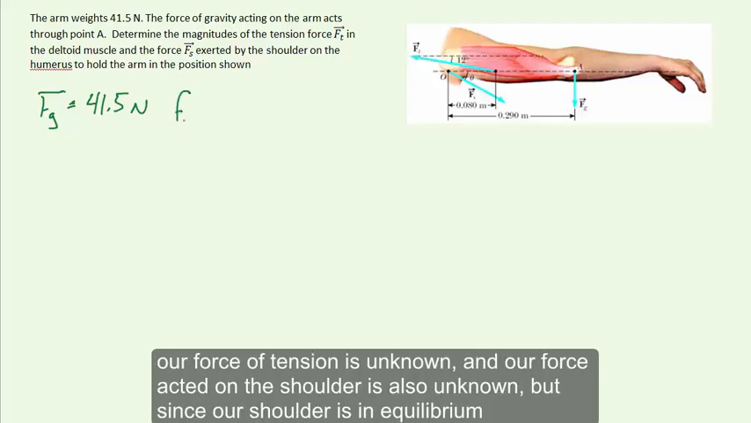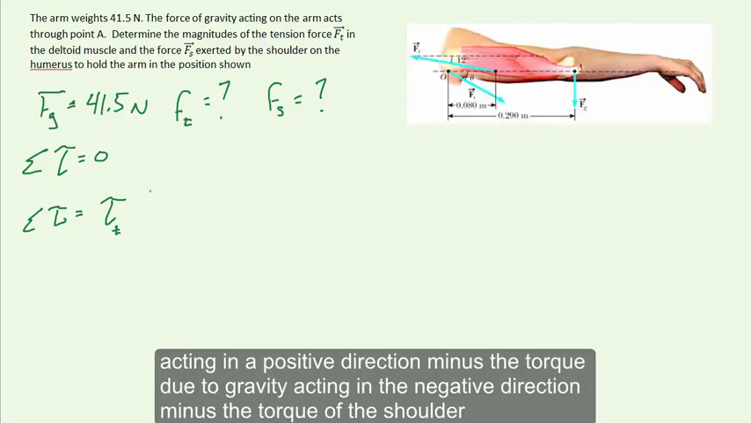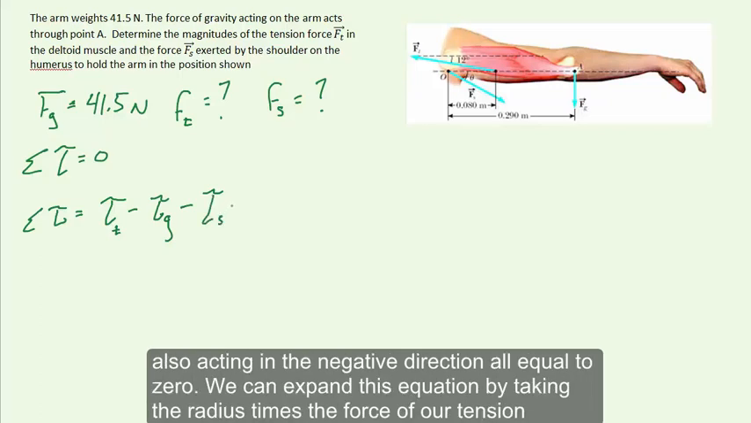Our force of tension is unknown and our force acted on the shoulder is also unknown. But since our shoulder is in equilibrium, we know that the sum of our torques must be equal to 0. So if we sum up our torques, we'll have the torque of the tension acting in a positive direction minus the torque due to gravity acting in the negative direction minus the torque of the shoulder also acting in the negative direction, all equal to 0.